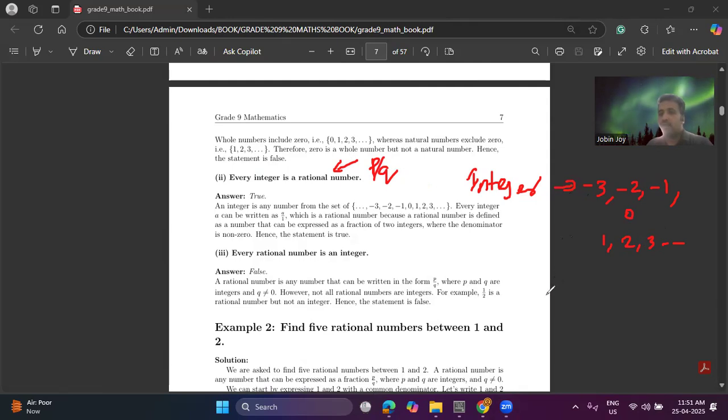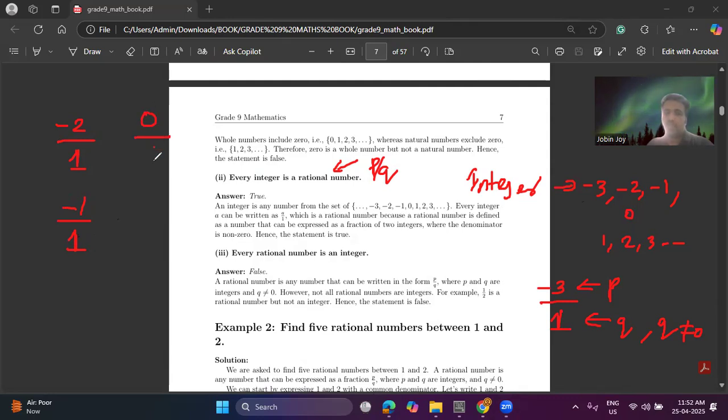For example, I'm taking -3. I can write -3 as -3 divided by 1. So this is a rational number. P is equal to -3 and Q is equal to 1, and Q not equal to 0. So this -3, which is an integer, is a rational number. Similarly, I can write -2 as -2 by 1, so -2 is a rational number. -1, I can write as -1 divided by 1. Again, this is a rational number.